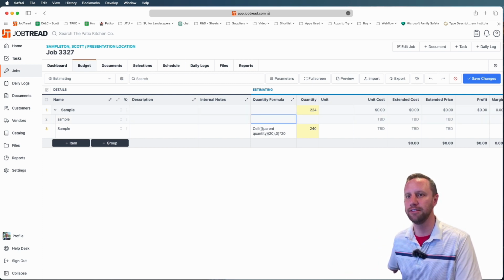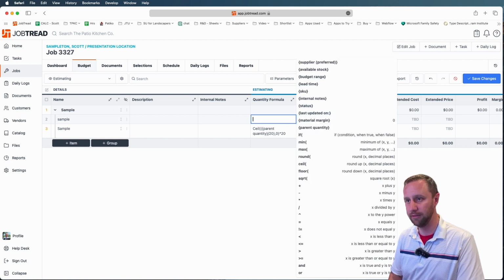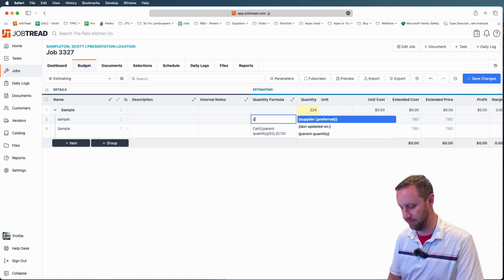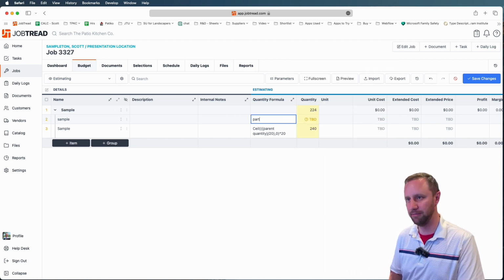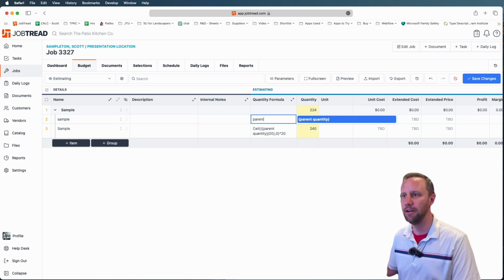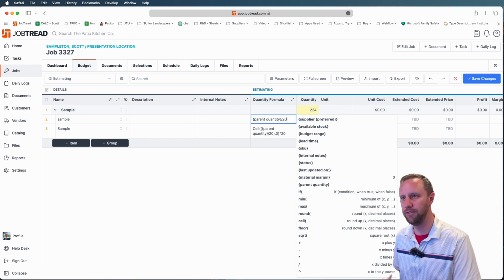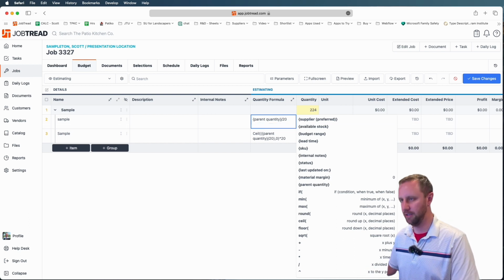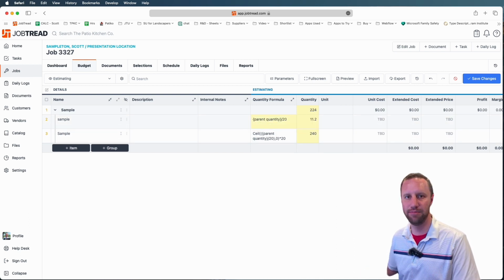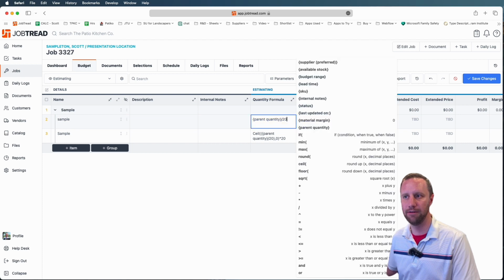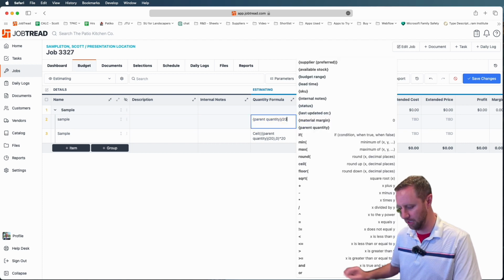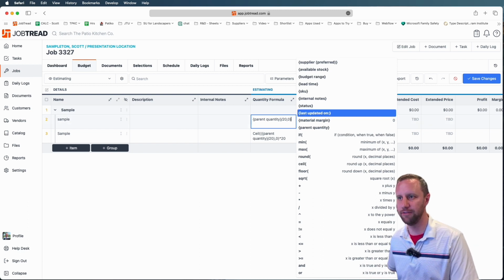So we will start by ceiling. Actually, let's do this. We're going to build it from the ground up. We're going to take the parent quantity and we're going to take it divided by 20. And this gives us 11.2. Now we're going to take that and we're going to round up with a ceiling formula function.